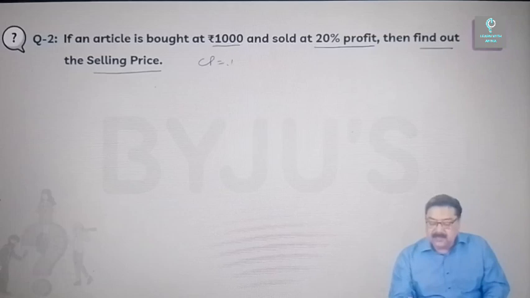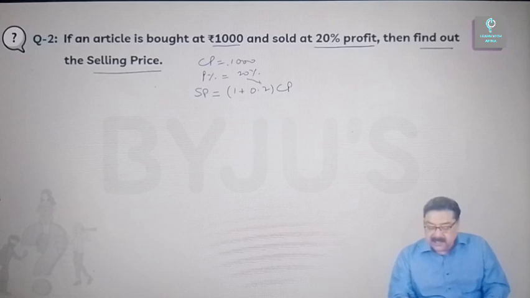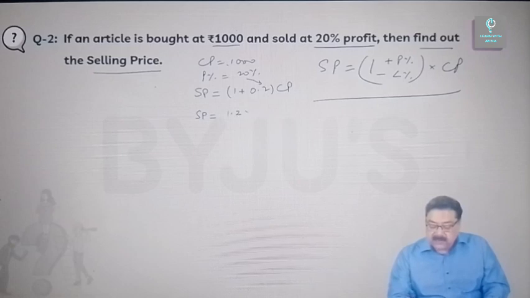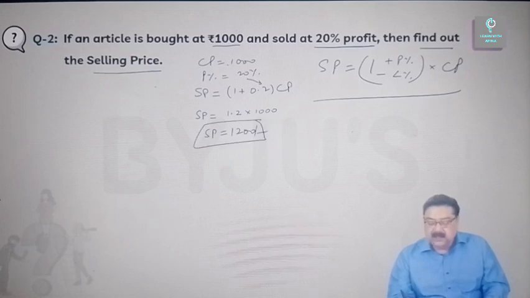Once again, cost price is 1000, profit percent is 20%. So selling price here is 1 plus 0.2 into cost price. This is the profit percent. Remember, selling price is 1 plus profit percent or 1 minus loss percent, these many times the cost price. So selling price here is 1.2 times the cost price. Here you can multiply directly to get your selling price as rupees 1200.